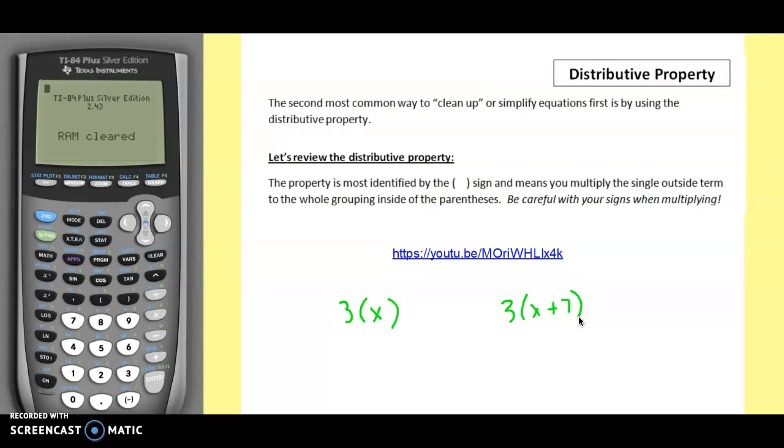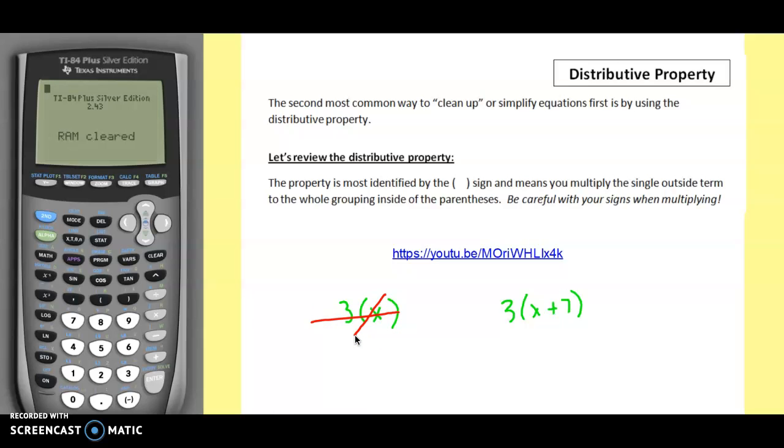Just as a further explanation, if I had two expressions here, only one of them actually signifies the distributive property. The difference between the two is what's inside of the parentheses. This first example on the left only has one single term, x, so this is just the use of parentheses to show multiplication. This actually is not the distributive property.